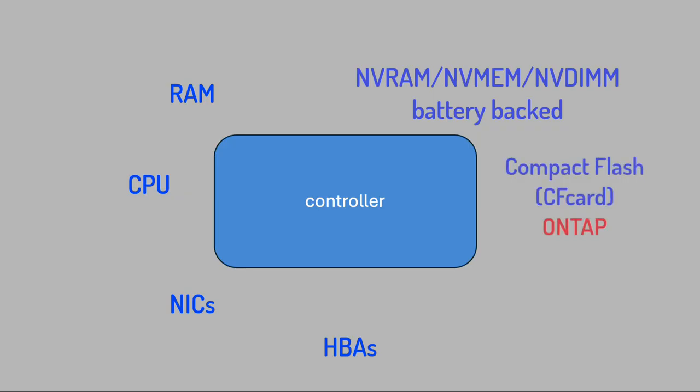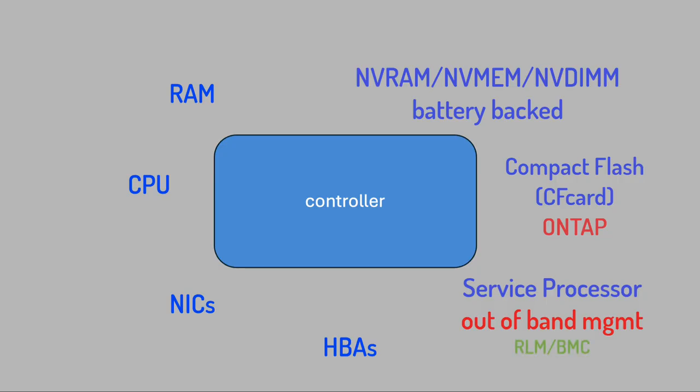And next to this non-volatile solution, a node also has a compact flash on board. This compact flash contains the operating system, which is called ONTAP. And this CF card has room for two versions of ONTAP. So after an upgrade, you have an active and an inactive version of the operating system, until the next upgrade, when the old version will be overwritten with the newer version and the current active version will become the inactive version.